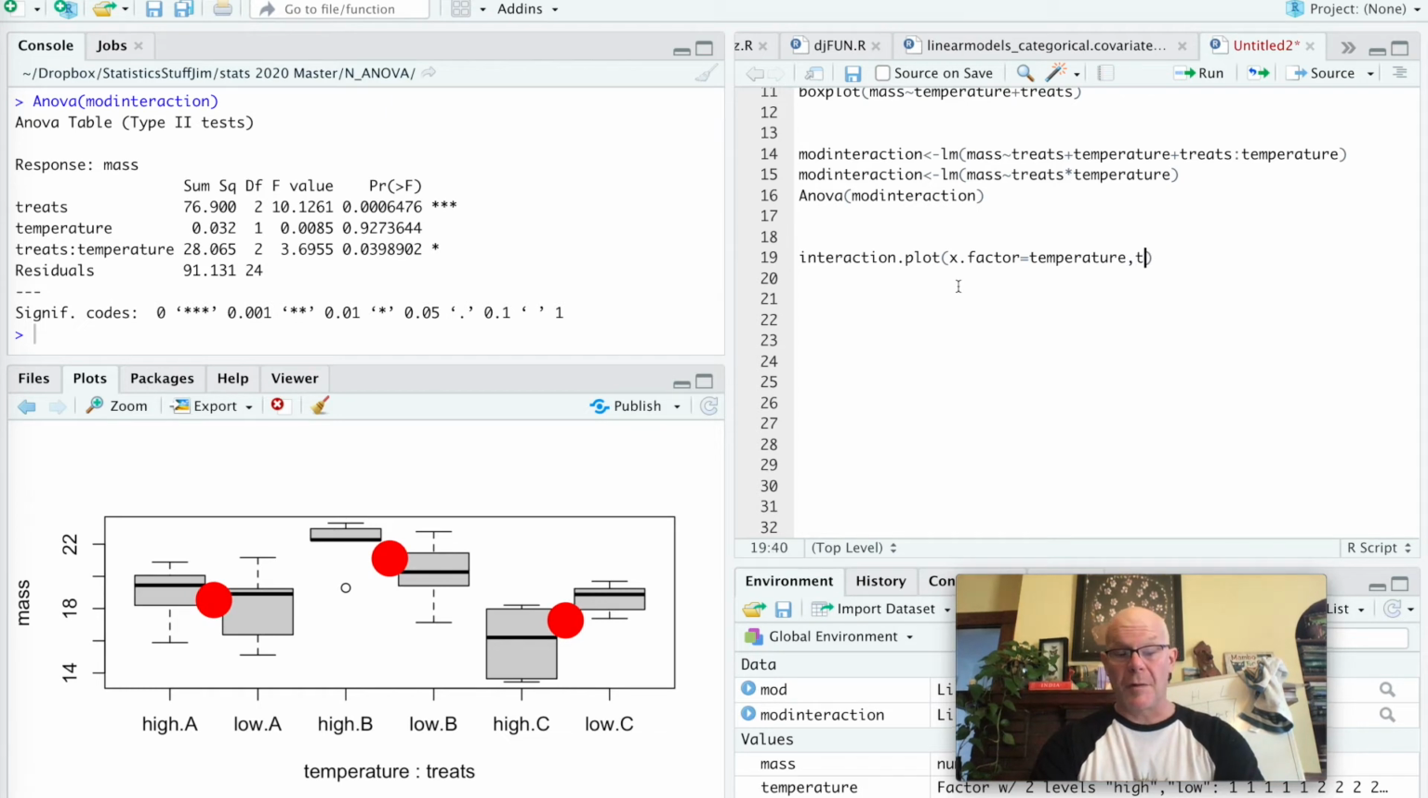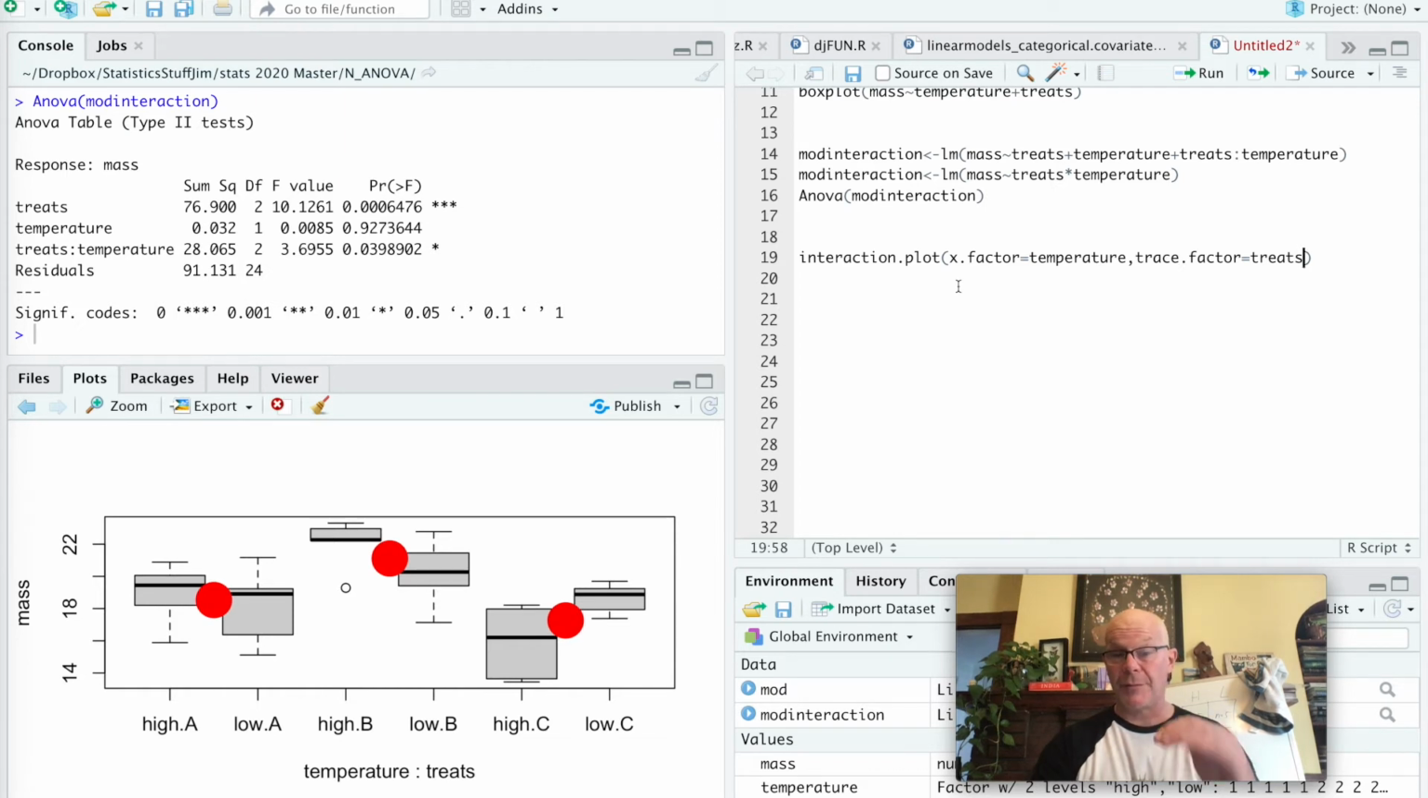The next thing that we're going to want to include is what's called the trace factor. The trace factor refers to the factor that we're going to want to make different lines for. Here we're going to say that the treats are going to be our trace factor.